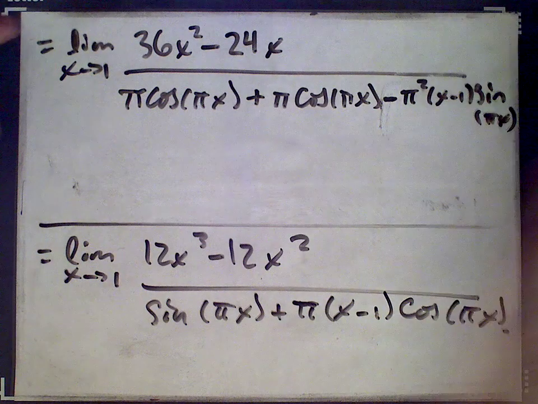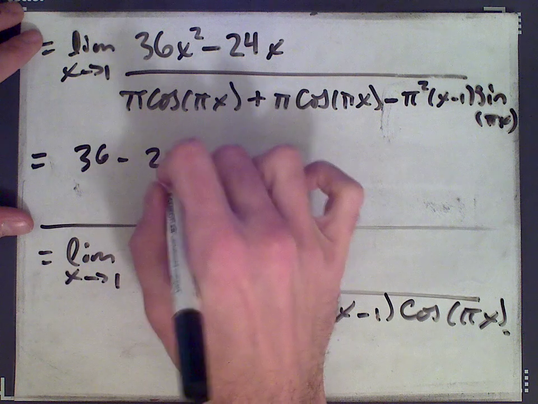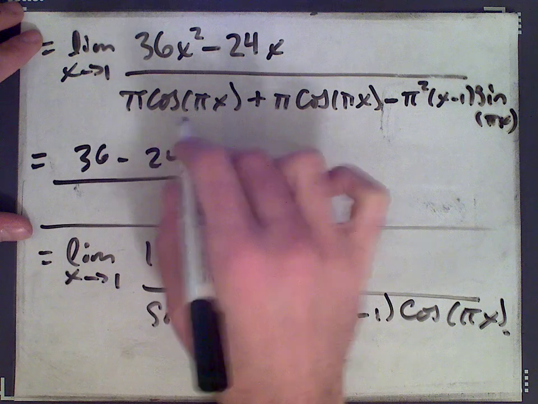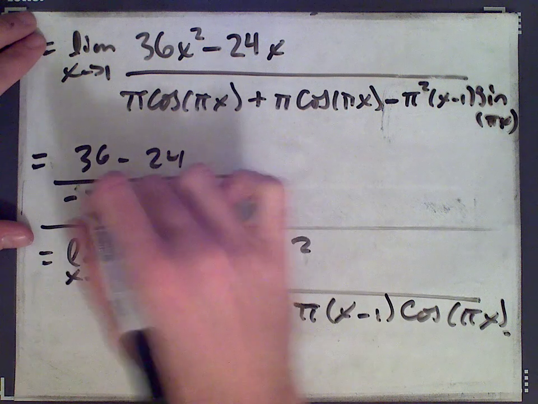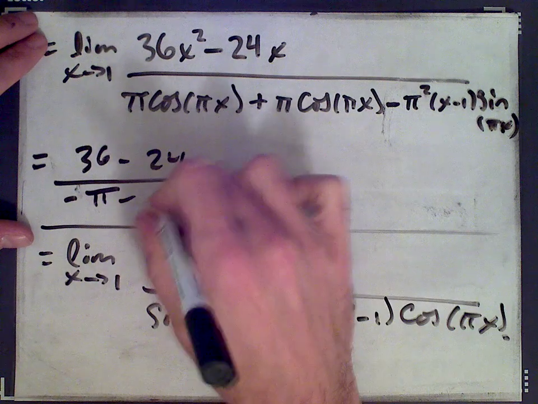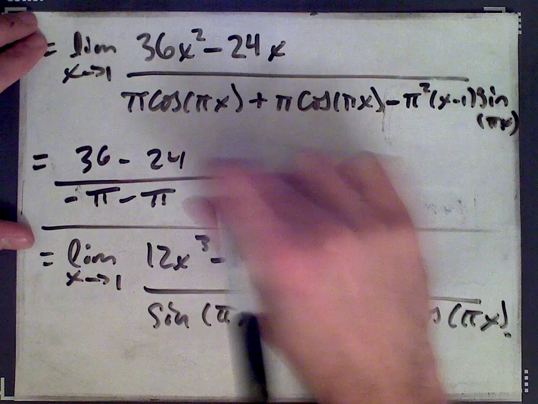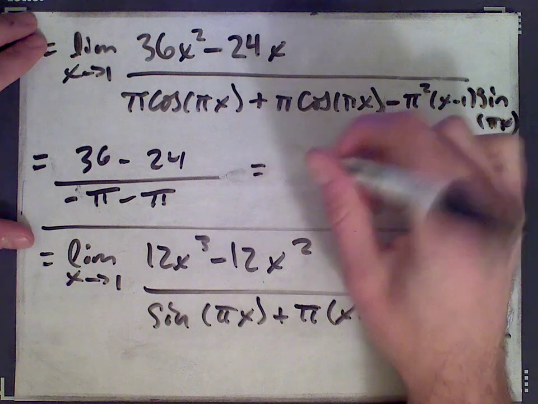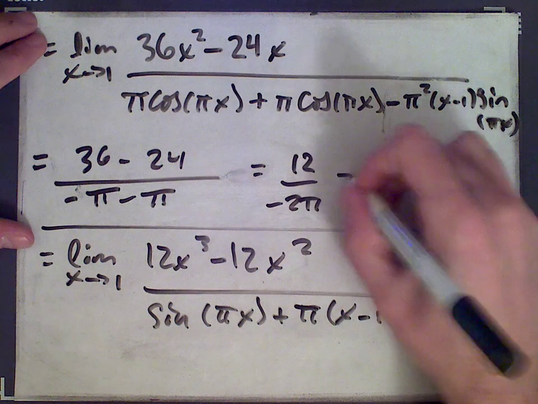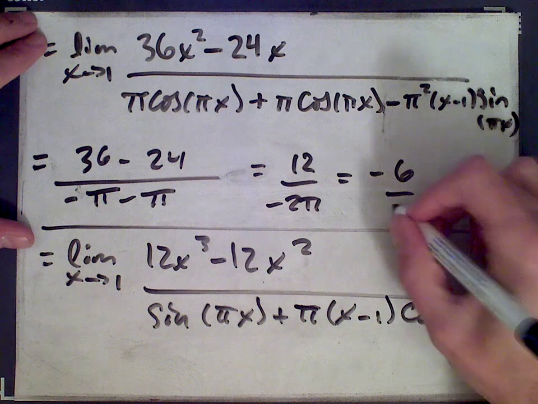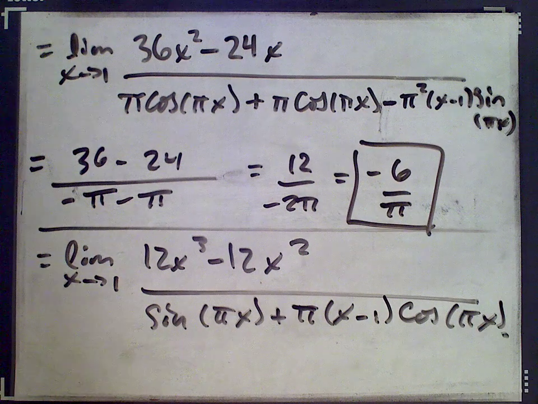Now when you plug x equals 1 in, what you get is 36 minus 24 divided by, since cos of pi is negative 1, negative pi here, negative pi here, and then this last term is 0 because x minus 1 is 0 when x is 1. And finally, you get 12 over negative 2 pi, which is negative 6 over pi. And that's the solution and answer to question number 16.